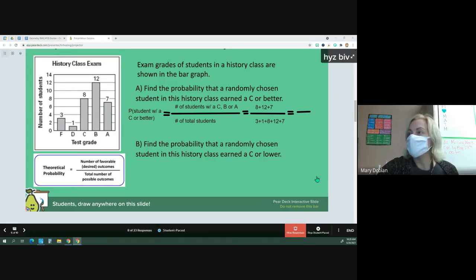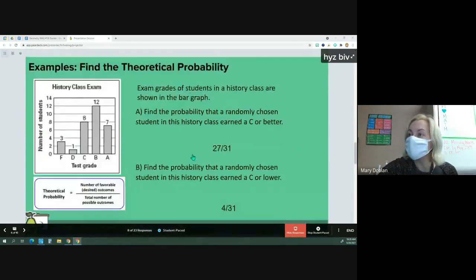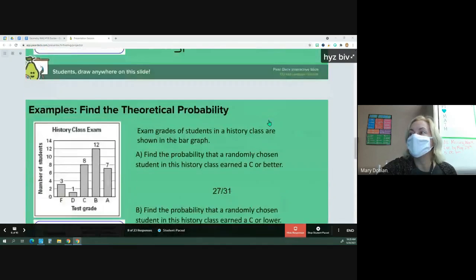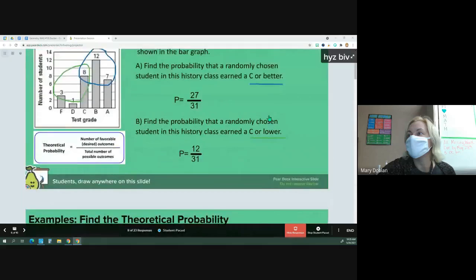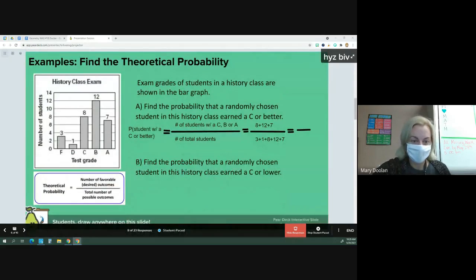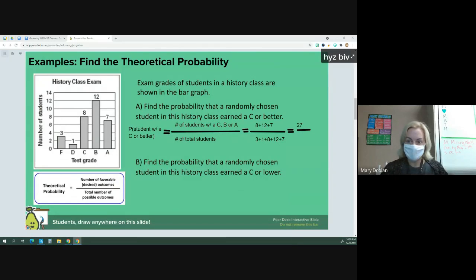So it's kind of looking at your guys' work and see who figured this value out here. 27 over 31, 27 over 31, 27 over 31 is correct. So right here we have 27. If I add 8, 12, and 7 together, you get 27. And if I add those numbers, which is 8 plus 12 plus 7 plus 1 plus 3, so 4 more, or 31.